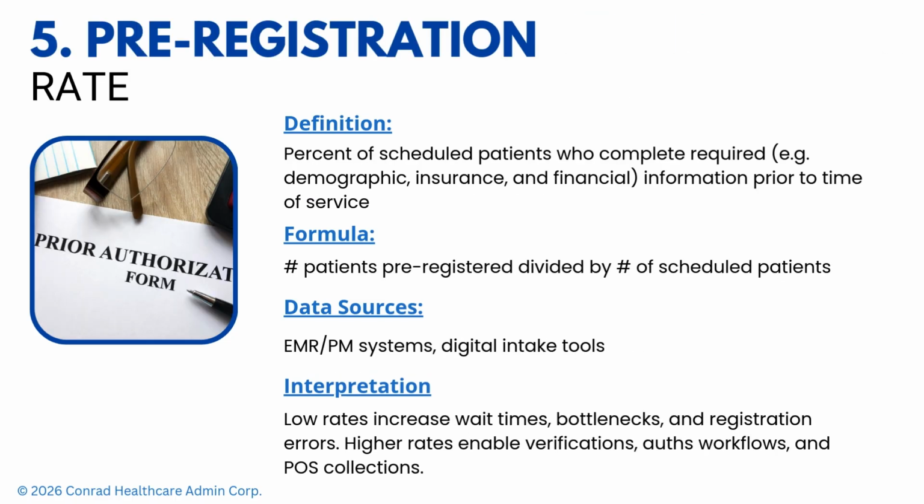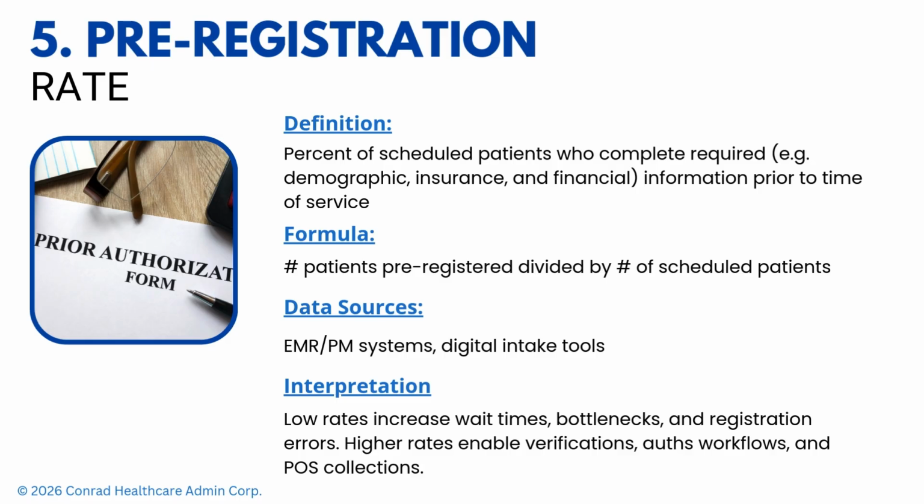Number 5, pre-registration rate. This is the percentage of scheduled patients who complete required information prior to the time of service. Now, note that there is a lot of required information. There are things like consents, there's demographic information, there's insurance plan information, and financial information that they need to provide. The formula is the number of patients pre-registered divided by the number of scheduled patients. And the potential data sources for this are the EMR, practice management system, and also possibly digital intake tools.